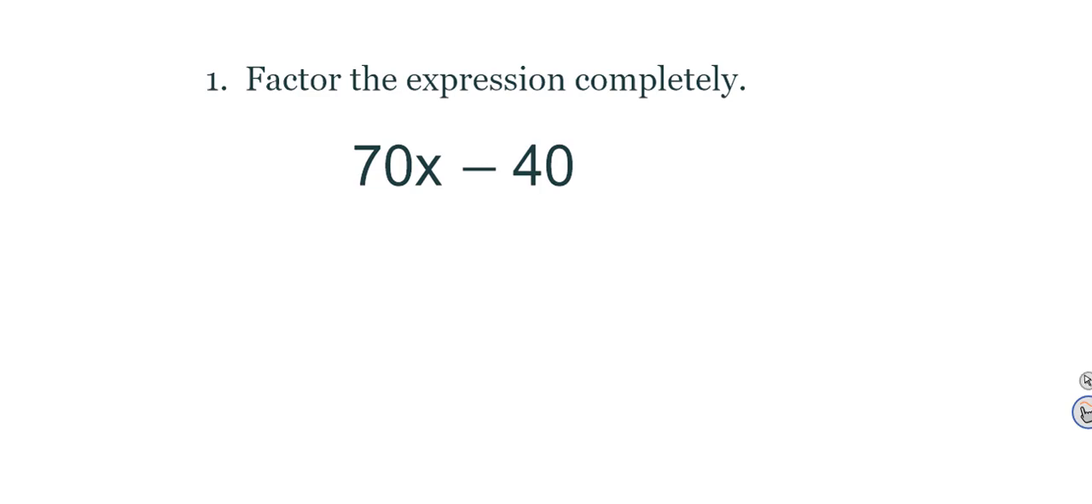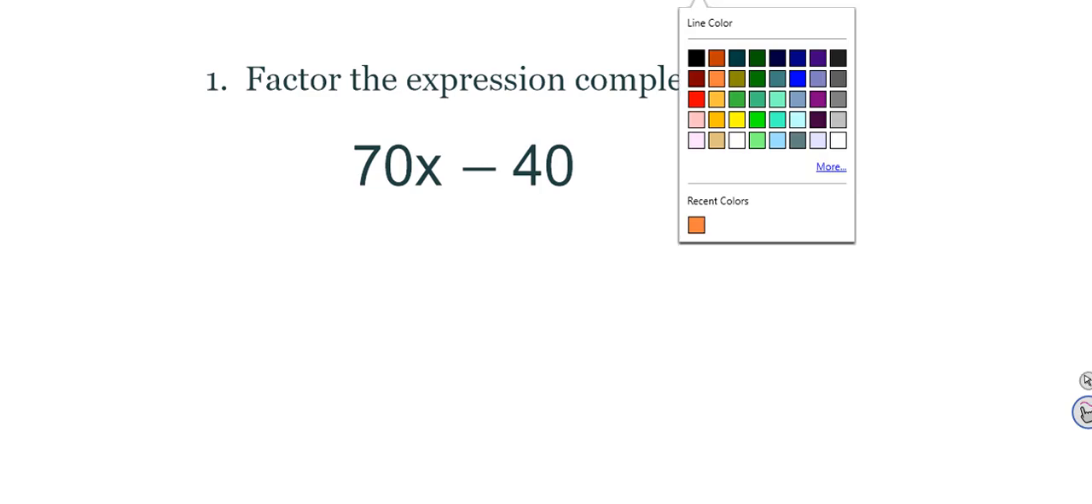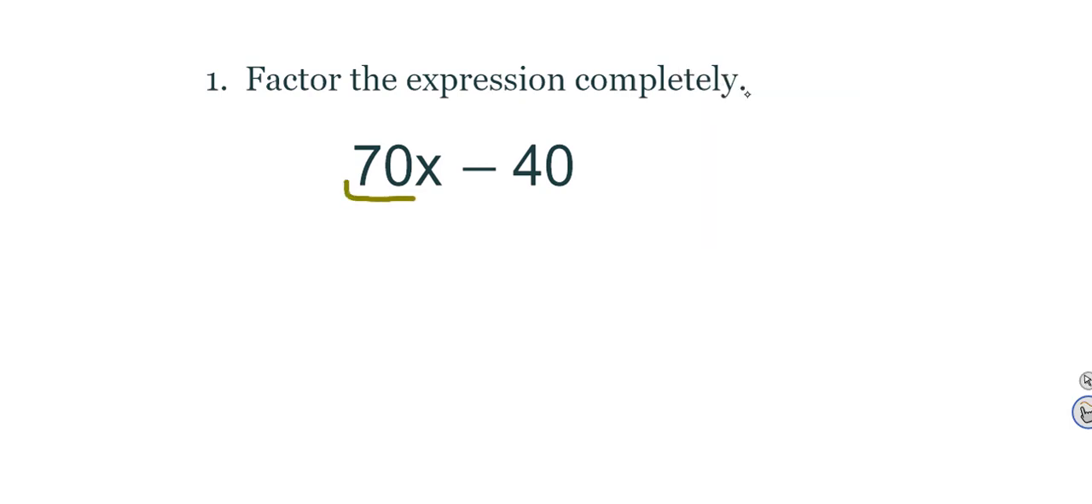I've got, let's see, what do I have? I've got a 70x here and a 40 here. And so we're going to be focusing on the 70 and the 40. So if I do 70, I've got what? 1 and 70, 2 and 35, no 3, no 4, no 5, no 6. How about 7? 7 and 10, and I think that's all I got.